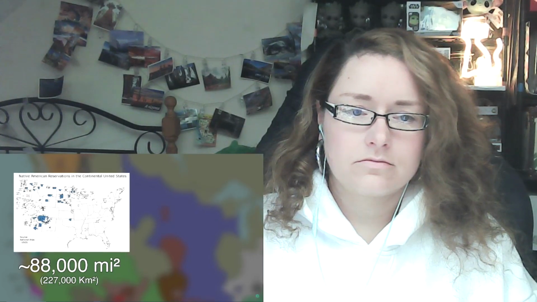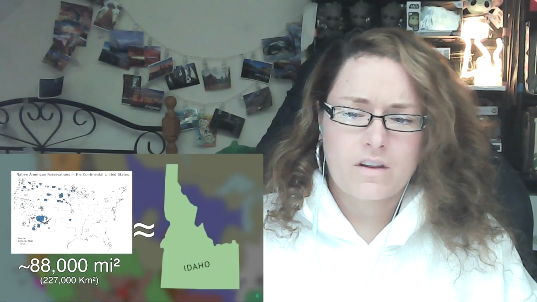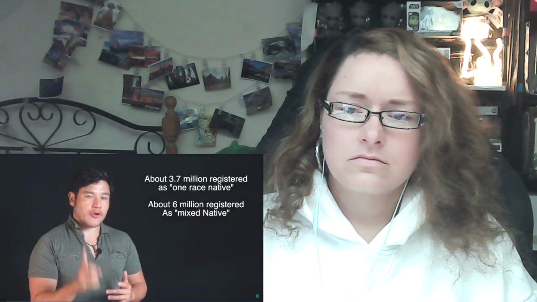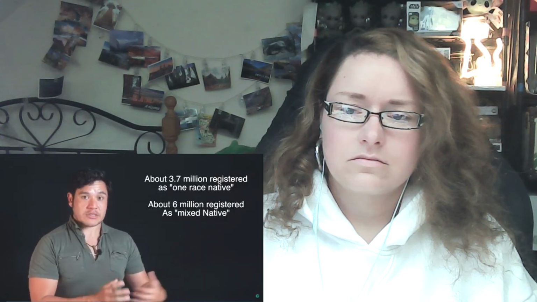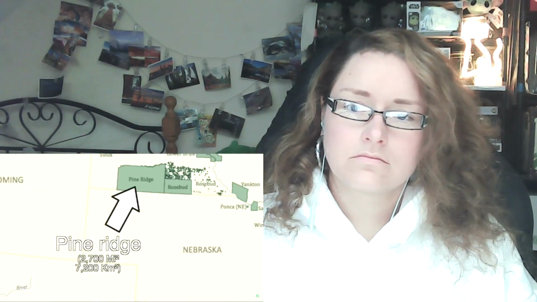Collectively, all the reservations make up about 88,000 square miles, or about the same size as the entire state of Idaho. And out of the entire native population of the US, only about a third of them actually live on reservations. Size-wise, the Navajo Reservation is the largest one, followed by the Uinta and Ouray Reservation in Utah. Tohono O'odham follows at number 3, and the Pine Ridge in South Dakota follows in at number 4.